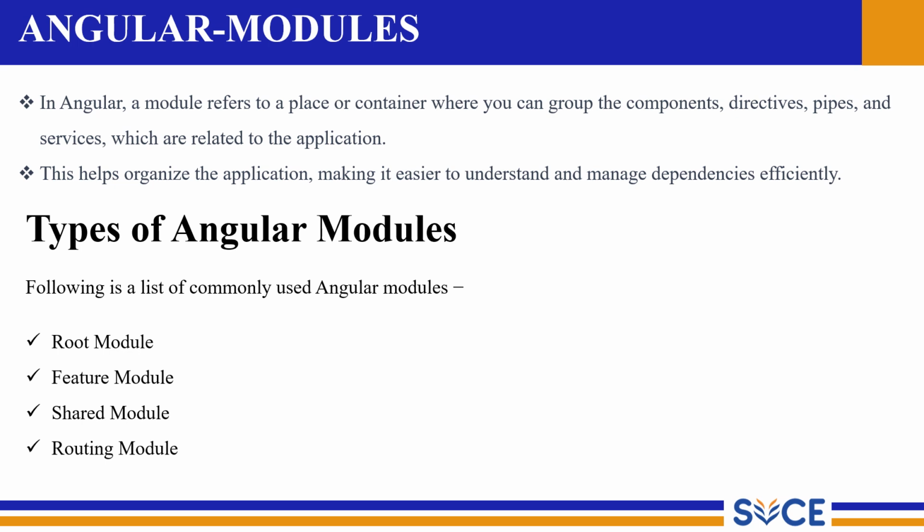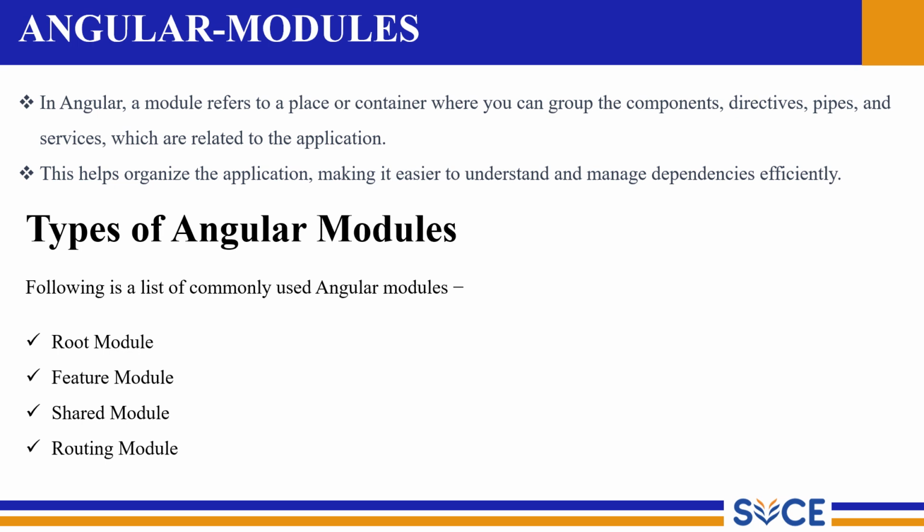Angular modules are a core concept in Angular applications which help to organize the application structure by grouping the related components, services, etc. An Angular module is a container that groups related components, directives, pipes and services into a single unit. It helps organize an Angular application and makes it modular, maintainable and reusable.